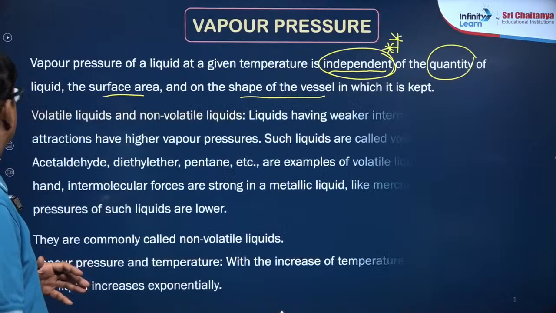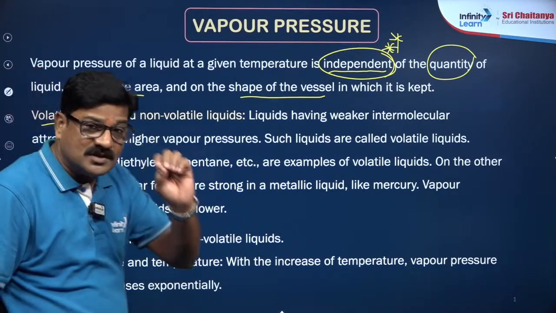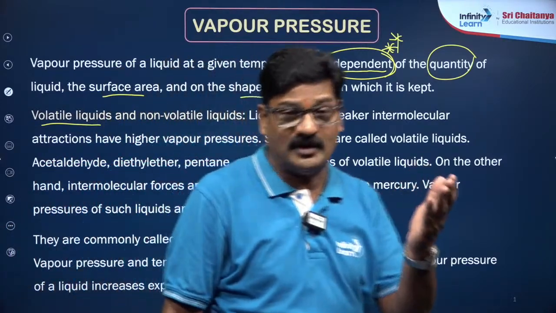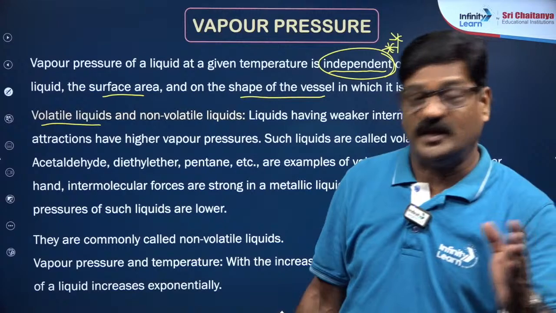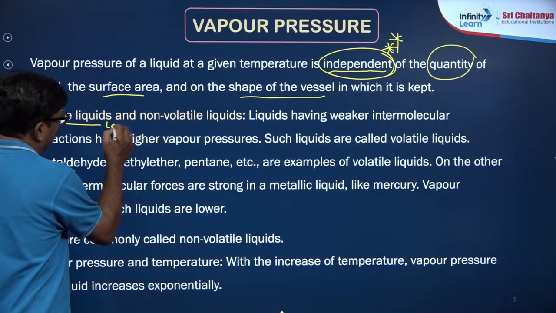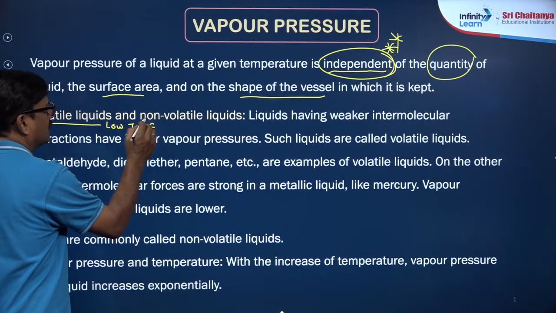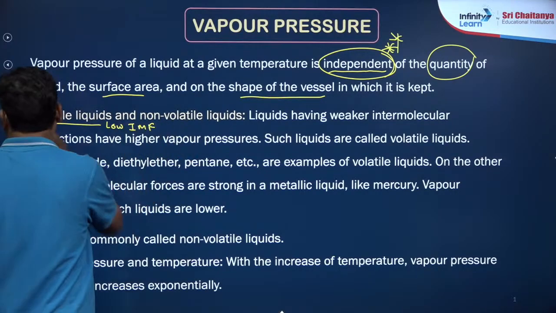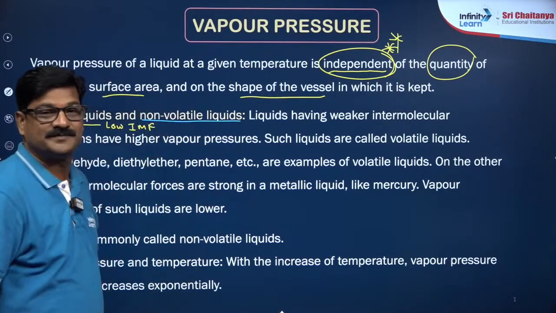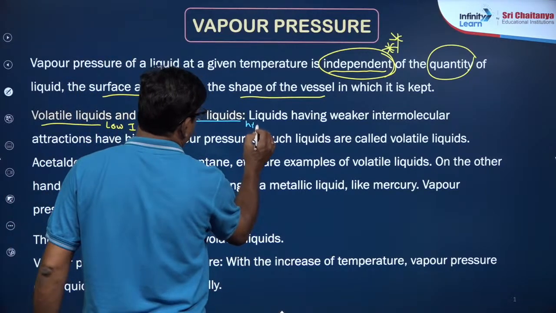One more point: volatile liquids are those liquids which have a tendency to evaporate. Volatile liquids will have low intermolecular force, and non-volatile liquids. Can you tell me what non-volatile liquids are? Non-volatile liquids have high intermolecular force.